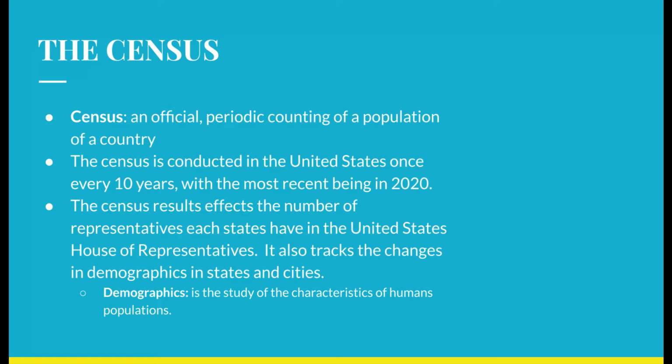The census results affect the number of representatives each state has in the House of Representatives. It also tracks the changes of the demographics in states as well as cities. So demographics is the study of the characteristics of populations. When you look at the demographics of a city, you can see what is the average age of the city, what is the highest religion in the city, what is the average income of the city, what is the property rate of the city, how good are the schools in this particular area. Those are what demographics will tell you when you fill out the census. Those are questions that you will be asked.